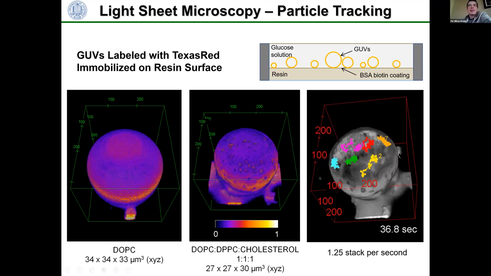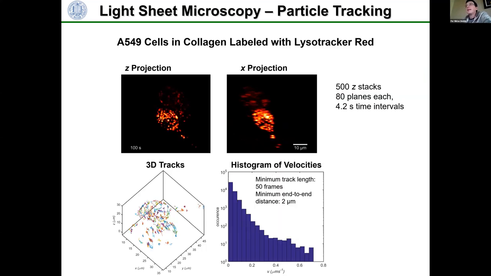Those are not static, of course, but they can move, diffuse on the surface of the GUV. And now the advantage is we can acquire 3D data very rapidly, in this case at about 1 3D data set per second. And then we could, for example, track the motion of these domains on the GUV surface.